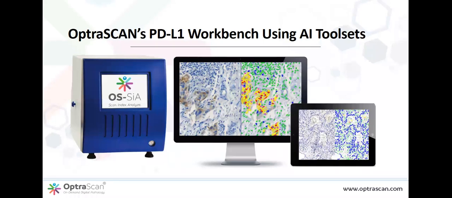Today, we're presenting OptraSCAN's PD-L1 Workbench using AI toolsets, and it'll be presented by Dr. Clive Taylor and myself.